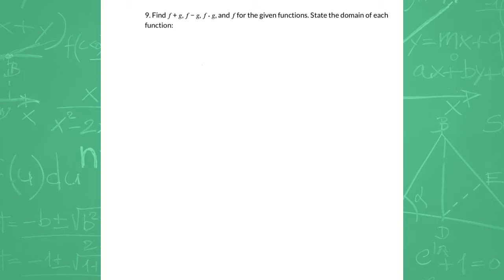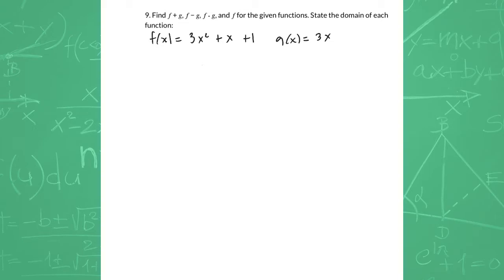Okay, number 9. So for number 9, they want us to perform function operations on f and g when f is equal to 3x squared plus x plus 1 and g is equal to 3x. Okay, so let's start with f plus g.